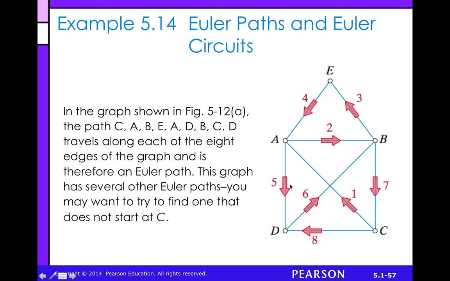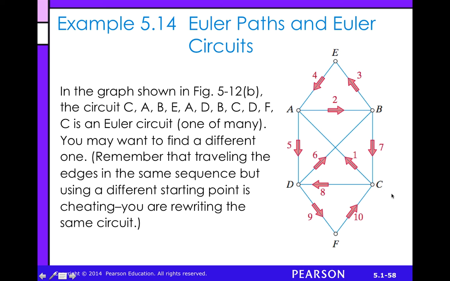So consider this graph right here. Start at vertex C. Consider this walk: C to A to B, B to E, E to A to D, D to B, B back down to C, and then C to D. That's an Euler path. You walked every single edge in the graph, didn't you? You traversed every edge, and you did so exactly once. You never retraced your steps along an edge.